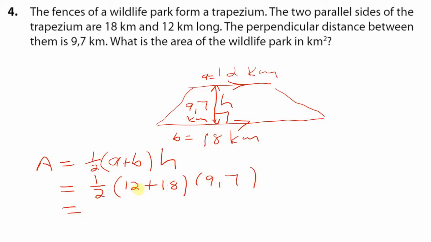So we have 12 plus 18, remember brackets first, so it's half times 30 times 9,7. So half of 30 is 15, so we have to multiply 15 by 9,7. And you will obtain 145,5, or 145.5 square kilometers.